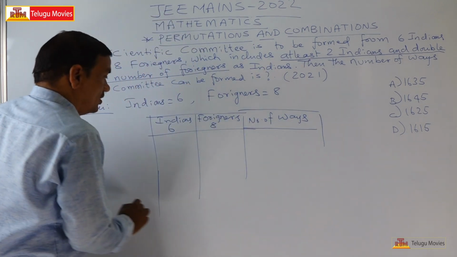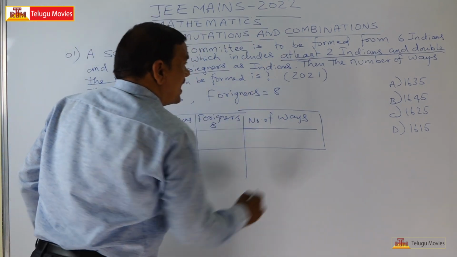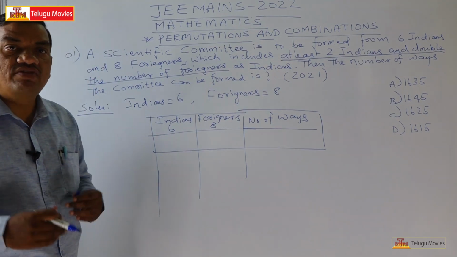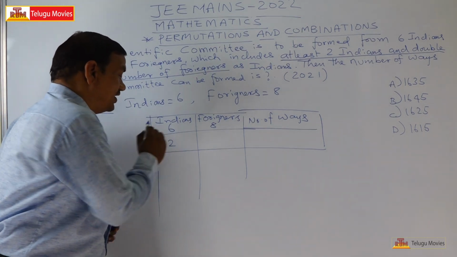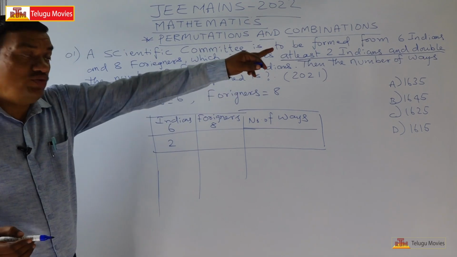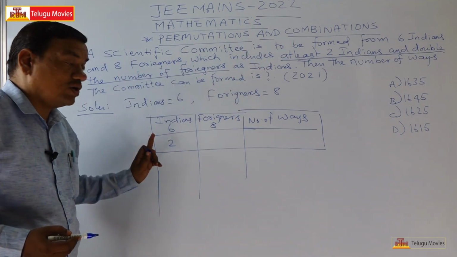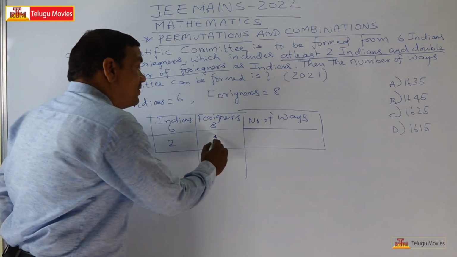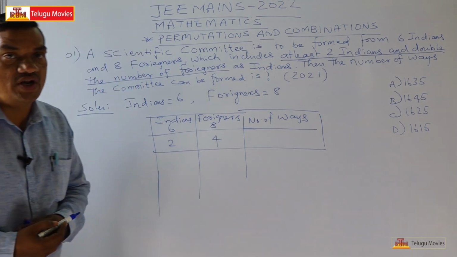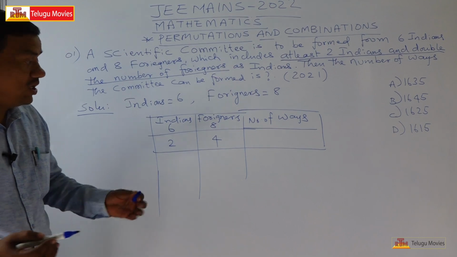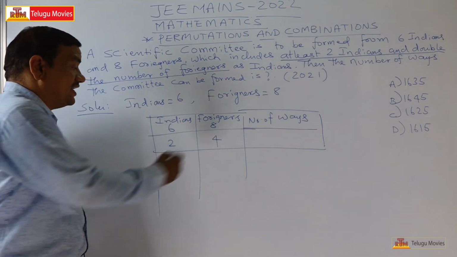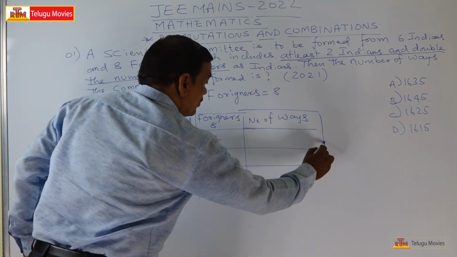In the first one, at least 2 Indians. Now I will start with 2 Indians. The next thing given is double the number of foreigners. That means if there are 2 Indians, 4 foreigners should be there. Next we will see the different possibilities we will get.